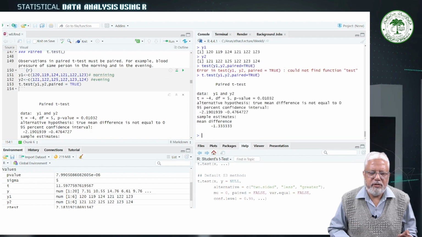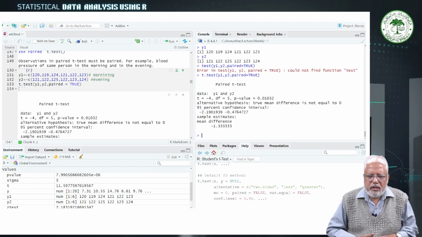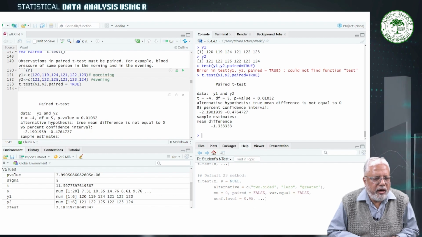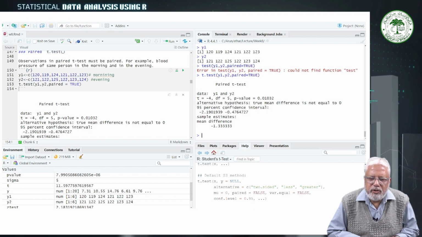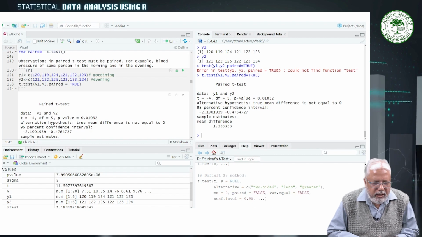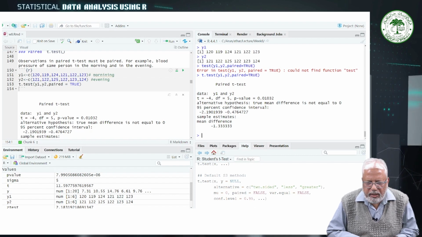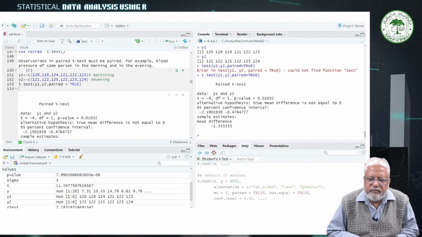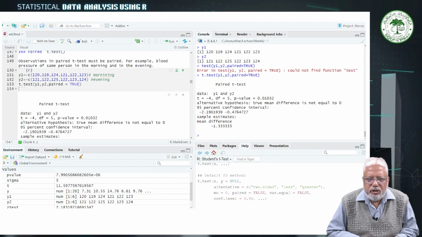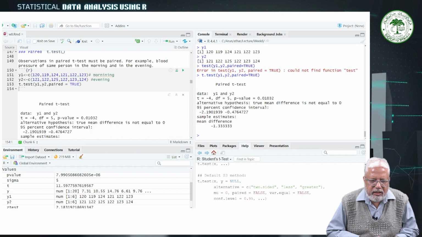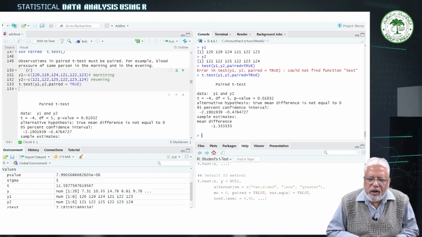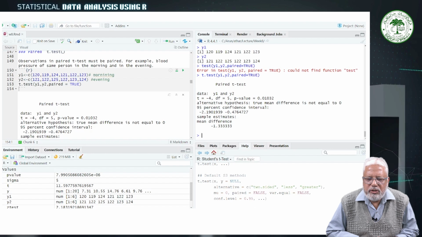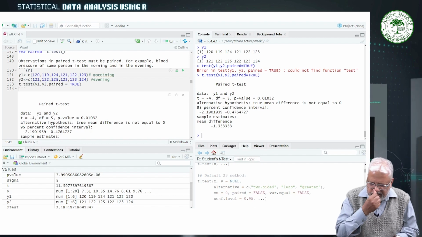So this is the result. This way, this t-test works for all the purposes. It works for single sample, it works for two sample means, it works for paired t-test, it works for two sample when variances are not equal, and it works for when variances are equal. So this is all about t-test.